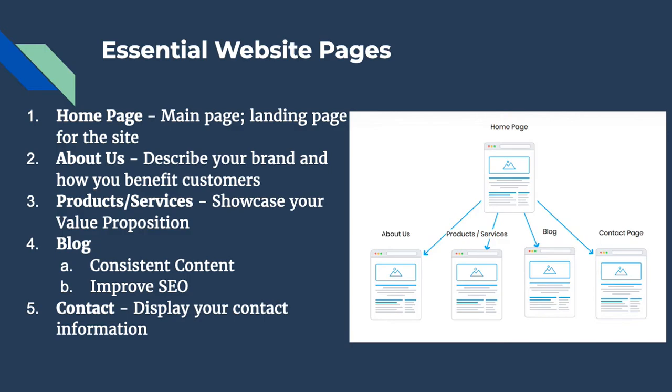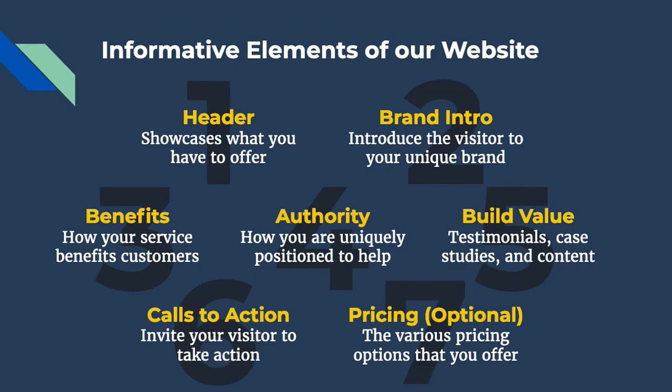To provide the information that your visitors are looking for, you can use several elements. Aside from the header, which should come first, these elements can generally be used in the order that is most attractive and, of course, engaging. Now, some of these elements are pretty self-explanatory, but we'll go through them. The header is usually a few words, often accompanied by an image, that shows the visitor what you have to offer. The brand introduction is how you introduce the visitor to your brand and invite them to engage with you.